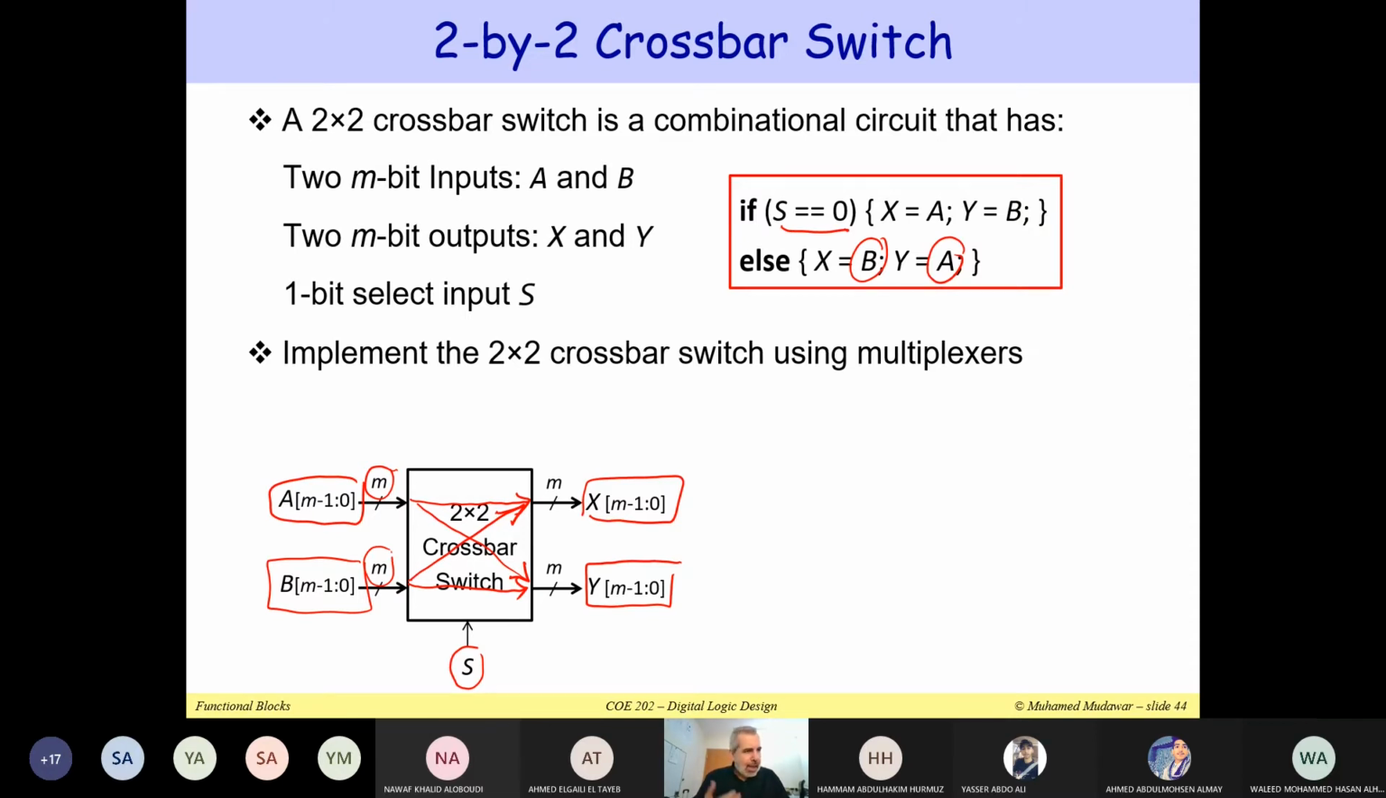So the question is, how do I implement this 2x2 crossbar switch? Any idea? Well, it is actually shown here, using multiplexers. I don't really have to tell you using multiplexers. I might just ask you to implement the 2x2 crossbar switch, but you have to figure out how to implement it using the blocks that we have seen so far. If I have a library of components and I would like to use them to implement a crossbar switch, which one do I select?